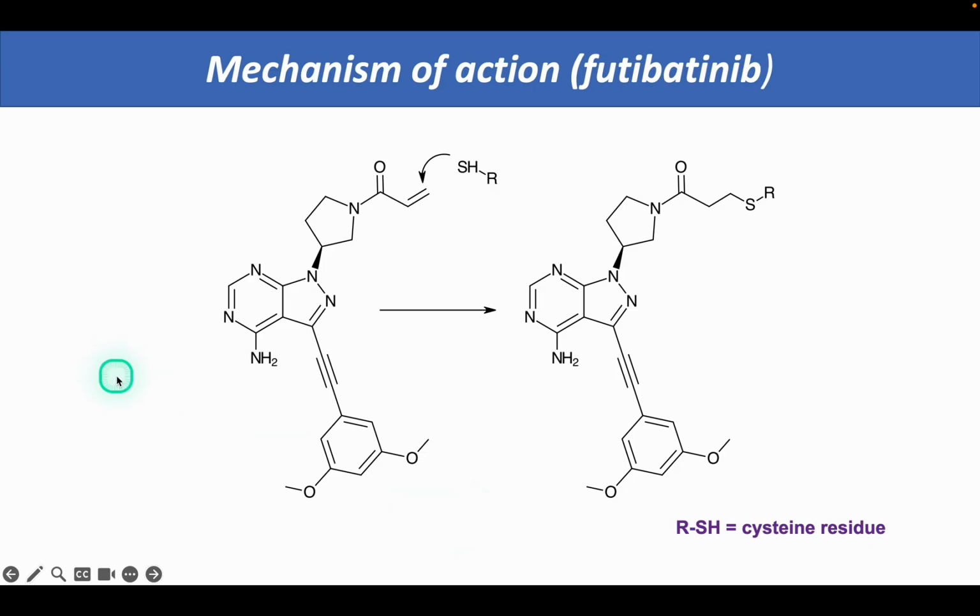Futibatinib is an irreversible inhibitor because it has an acrylamide group, a highly reactive electrophilic group susceptible to attack by nucleophilic groups like the sulfhydryl group of the amino acid cysteine, an amino acid present in the receptor structure, which can react with the acrylamide group through a Michael-type reaction, thus forming a covalent bond with the receptor.